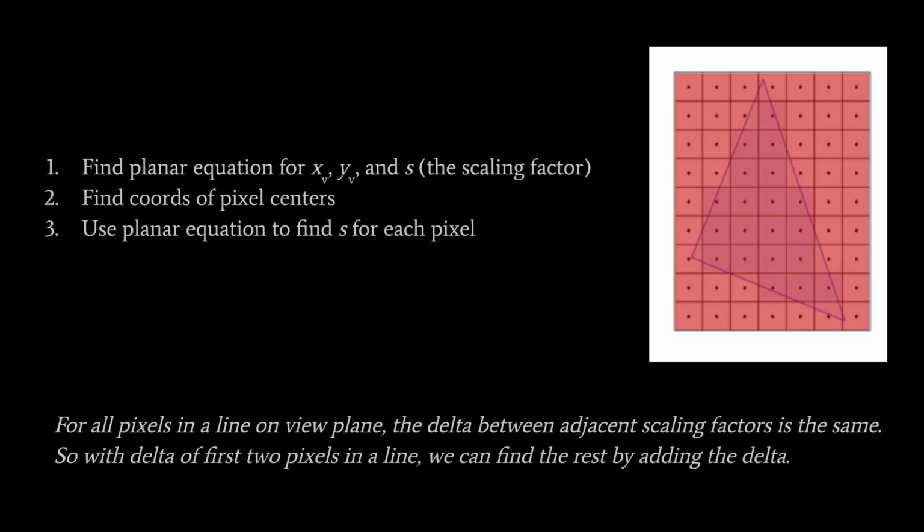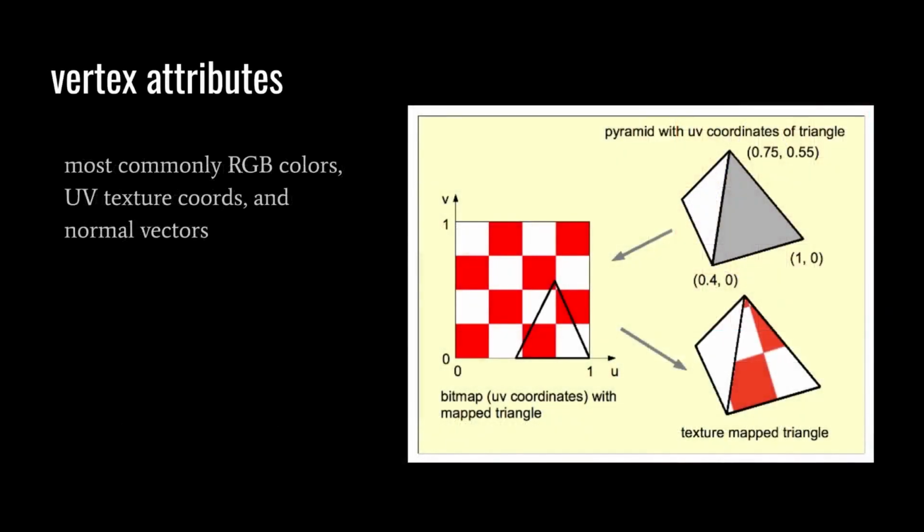Now, we're not quite done because, as I explained, we don't really actually care about the 3D Cartesian coordinates. What we really want are interpolations of the vertex attributes. What are vertex attributes? Well, they can be whatever we want. We can just associate with each vertex some piece of data that's going to have some meaning in how we want to render. But the most common kinds of attributes that we attach to our vertices are RGB colors, UV texture coordinates, and normal vectors.